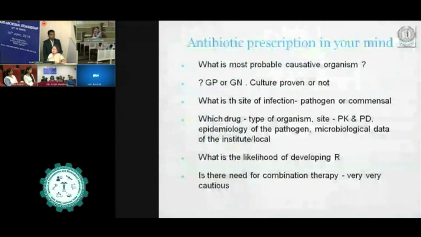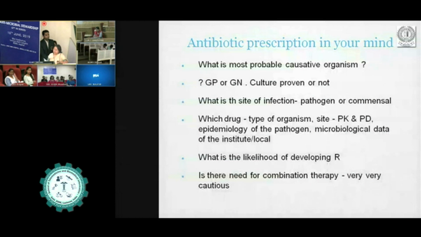So whenever we think of antibiotics, what is important is, whenever we plan to give an antibiotic, it is important for us to think which is the most probable causative organism. Is it going to be gram positive or gram negative? Because the cell wall is different, and the drug which will act on the gram positive will differ from the one for gram negative. And what is the site of the infection?